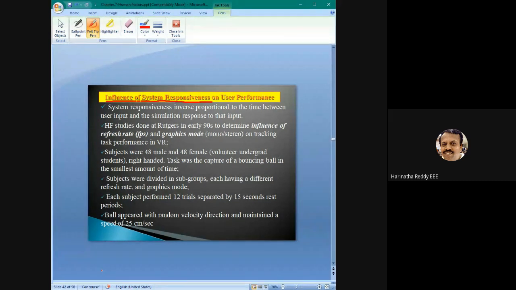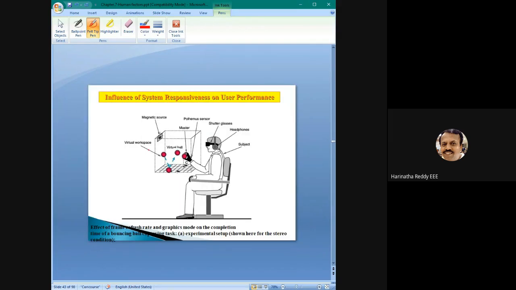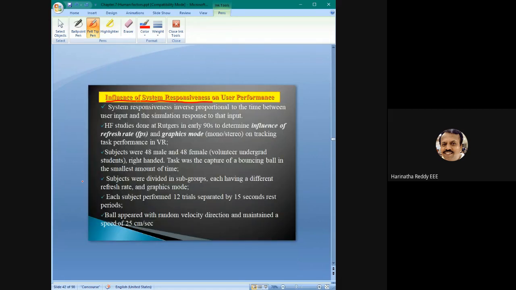So the task is what? To capture the bouncing ball in the smallest amount of time. You can see here, this is the bouncing ball. Clear? The influence of refresh rate and graphics mode, these two were tested here on this. We have to catch a bouncing ball, to capture the bouncing ball in the smallest time. While doing so, 48 subjects were considered, with 48 male and 48 female.